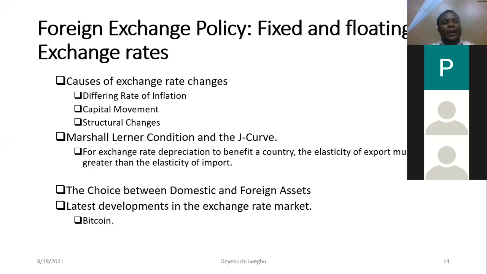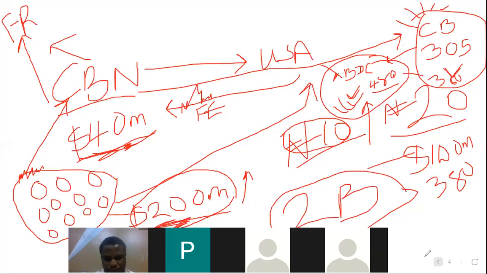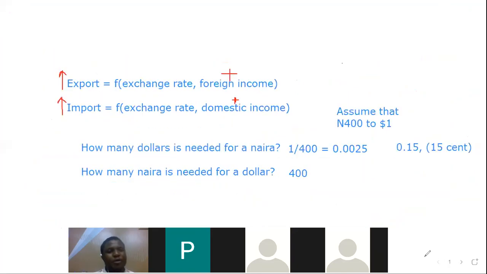All right. Now, let me go back to that exchange rate so I can explain the Marshall-Lerner condition and the J curve. Okay, so having said this, now we are taking a position, all right, that export and exchange rate, how will it be?